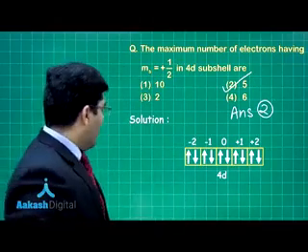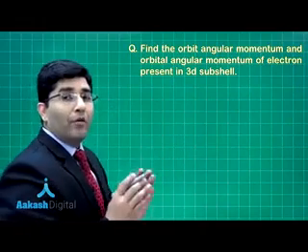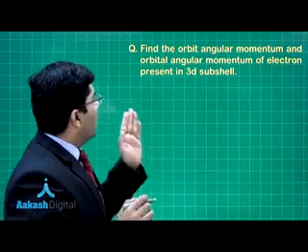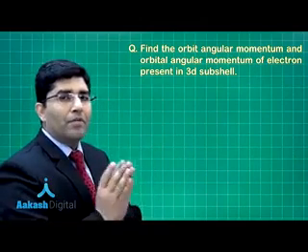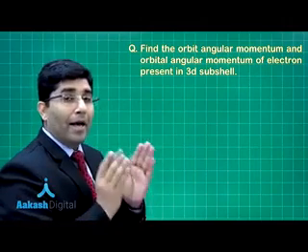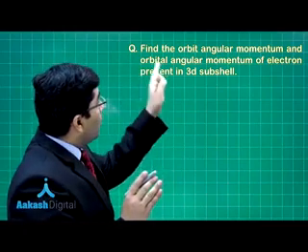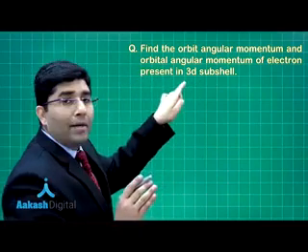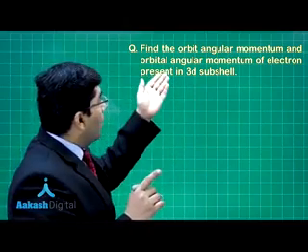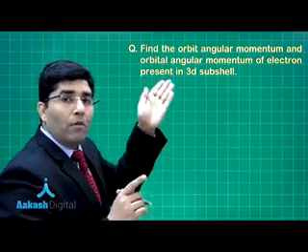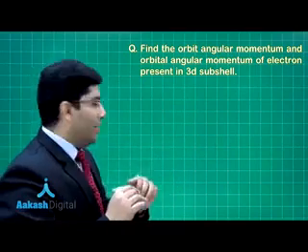Now in the next question he is asking, find the orbit angular momentum and orbital angular momentum of the electron present in 3d subshell. Now this is one more question in which 90% of the students tend to make mistake, and where they tend to do that mistake, they are asking orbit angular momentum and orbital angular momentum. So read the question carefully, whether orbit angular momentum is asked or orbital angular momentum is asked, because both are different things. Let's solve the question and find the difference.